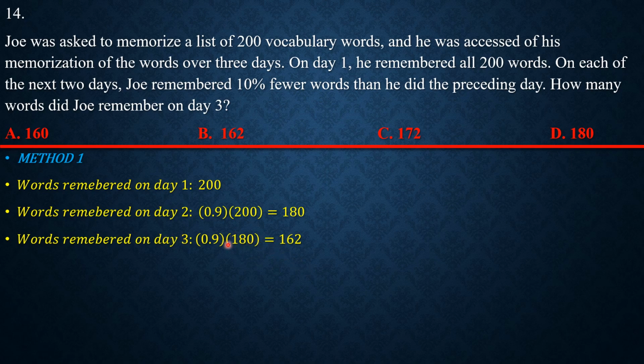So this is like 18 times 9 basically, right? So you can basically say 18 times 10, which gives you 180, minus 18, which gives you 162. All right, so method 2.